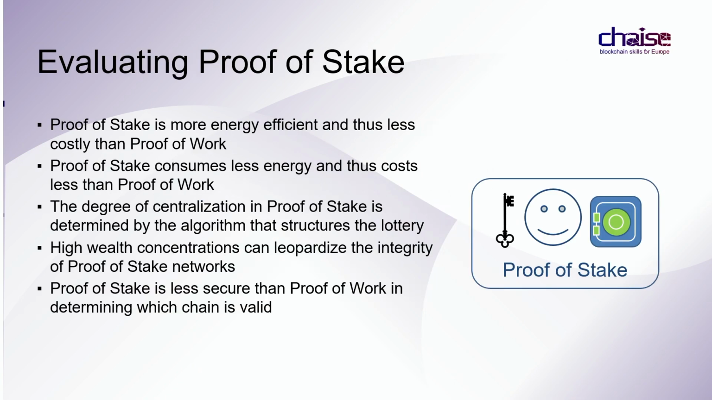To compare proof of stake and proof of work, the following can be observed. Proof of stake is more energy efficient and thus less costly than proof of work. Proof of stake consumes less energy. The degree of decentralization in proof of stake is determined by the algorithm that structures the lottery. High wealth concentration can jeopardize the integrity of proof of stake networks. Proof of stake is less secure than proof of work in determining which chain is valid.